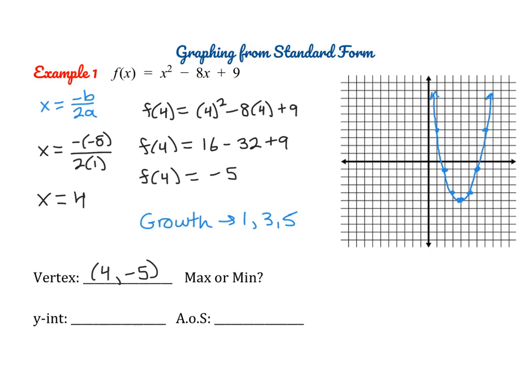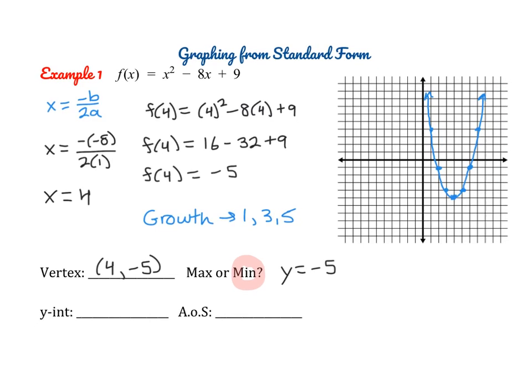You can see that since our a value is positive, we have that smiley face graph. Anytime we have that smiley face graph, it is going to result in a minimum, because we do reach a low point. We can see what that minimum value is. The minimum value would just be the lowest y value, so it's negative 5. It's always going to be the y value of your vertex. So the minimum occurs at y equals negative 5.